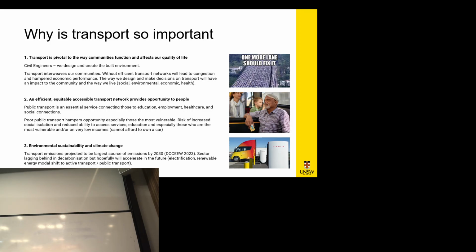So as more renewables go into the electricity grid, according to DCCEEW, the environmental agency that focuses on climate change in Australia, transport emissions are projected to be the largest source of emissions by 2030. So it's really important that we study transport so we can reduce emissions to mitigate climate change.